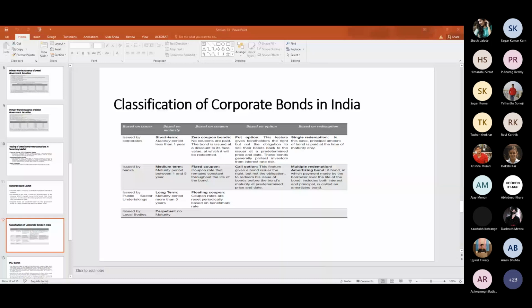Yes or no? Yes, sir. So then why will the issuer actually call back the bond? What is the probability?